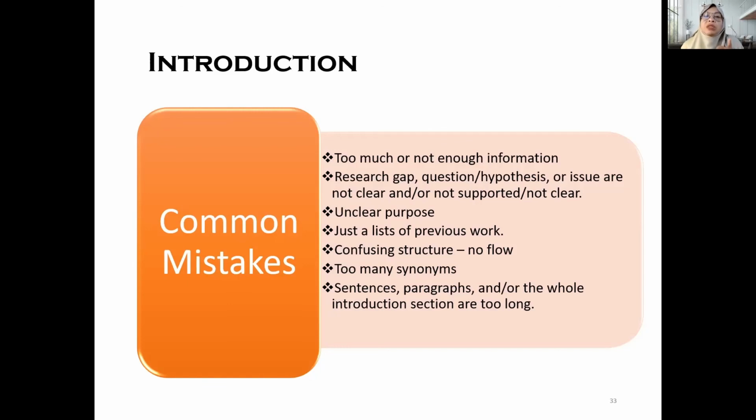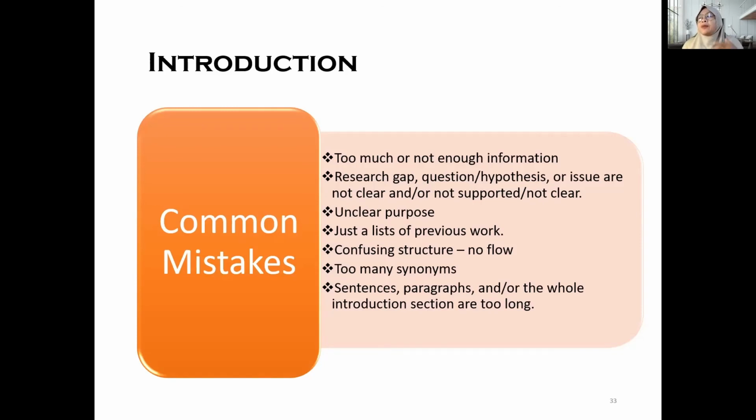Too many synonyms. Don't try to show off that you know many words. Be consistent in using the word. Don't use synonyms, because this will confuse the reader. They have to check the dictionary. Don't assume that all readers understand all the words that you use. Use simple words so that readers can easily understand your article.